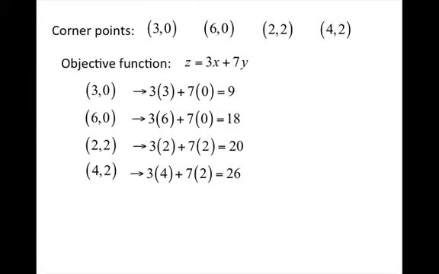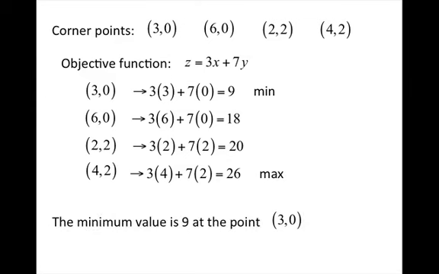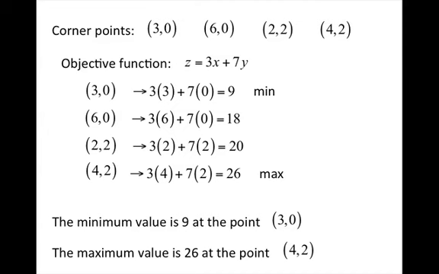So now that I have all my values for the objective function, the smallest one is my minimum, and the largest one is my maximum. So we say we have a minimum value of 9 at the point (3, 0), and we have a maximum value of 26 at the point (4, 2).